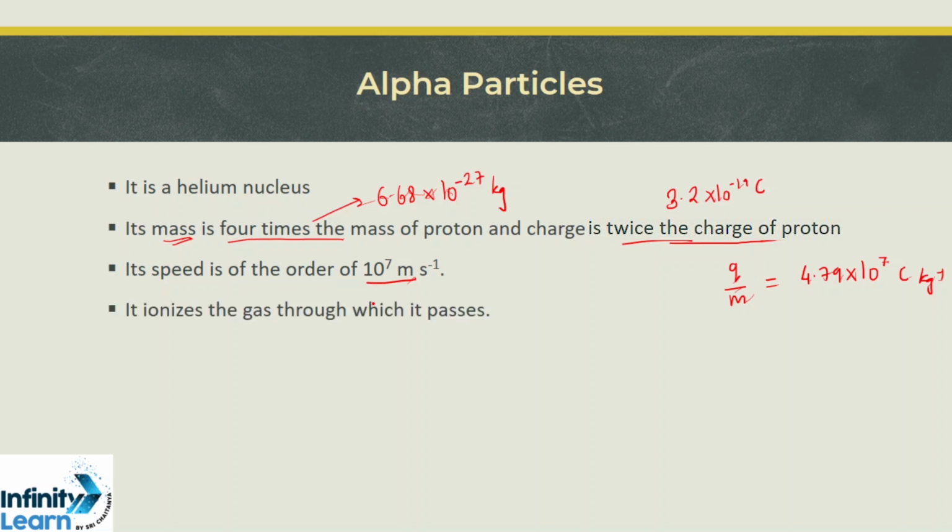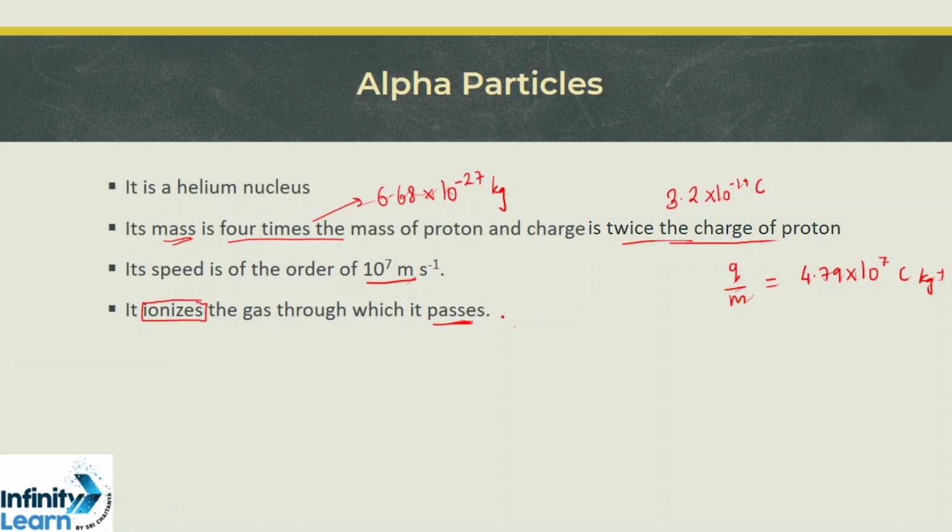Next, alpha particle ionizes the gas through which it passes. Ionization means whenever it passes through a gas, it has energy, and this energy is transferred to the molecules of the gas, and the electrons get separated from the molecules, making them ionized. What this means is whenever alpha particle passes through a gas, it collides with the atoms and electrons of the gas and knocks them out from the atom, making it an ion.